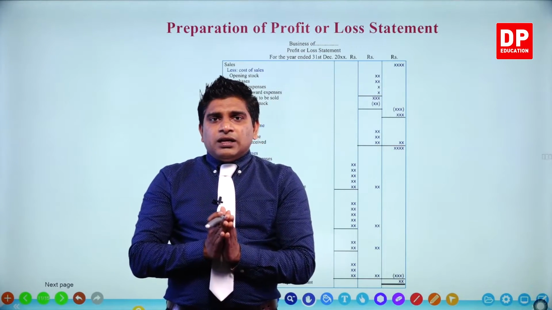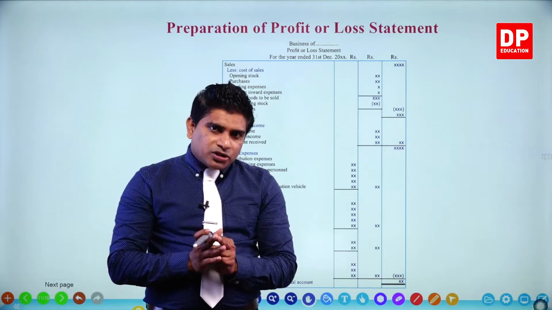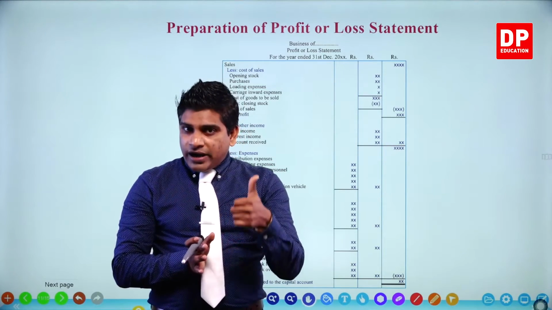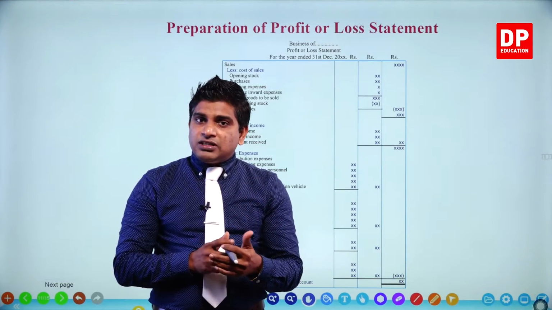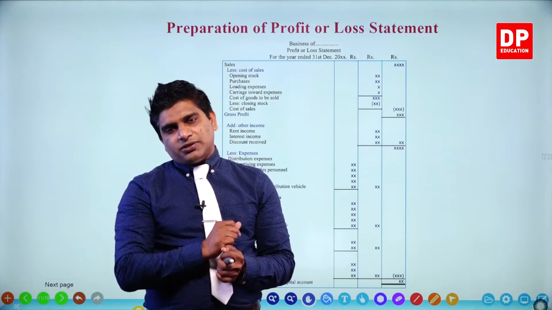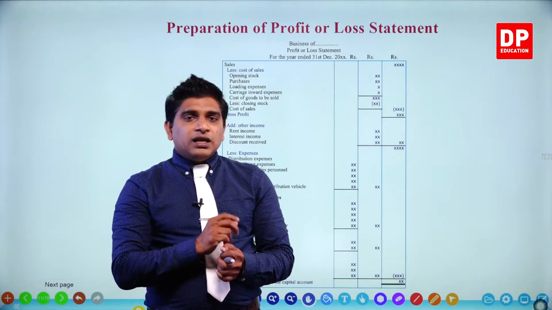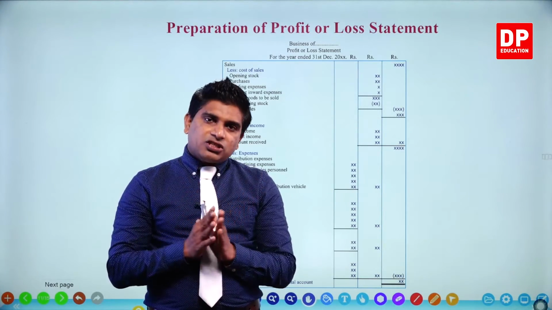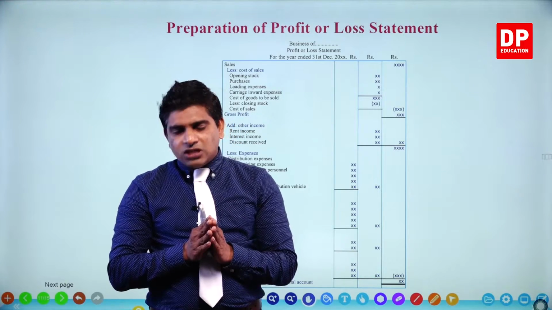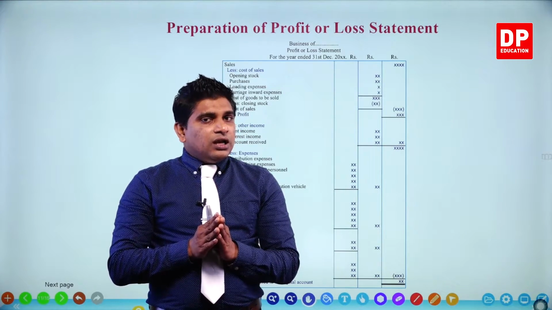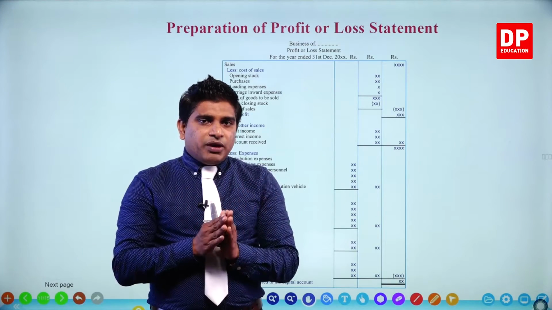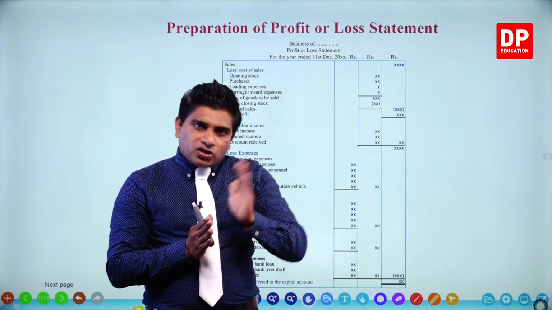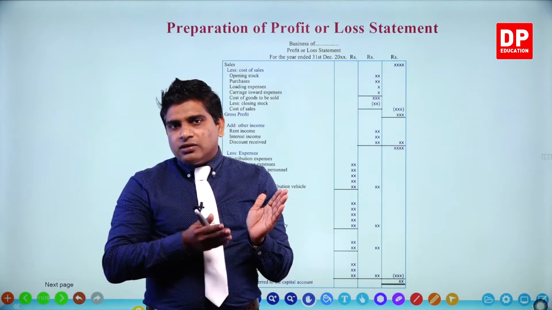Remember, there are 2 documents to be prepared by a business to complete their financial statement. One is the profit and loss statement. The other one is the statement of financial position. Still we are discussing the profit and loss statement. In the profit and loss statement we can find net profit or net loss. We can break the profit and loss statement into 2 parts: calculating gross profit and calculating net profit.